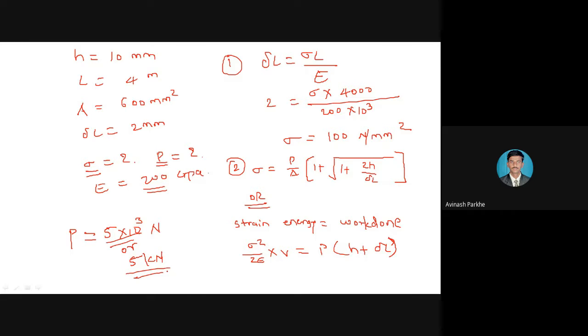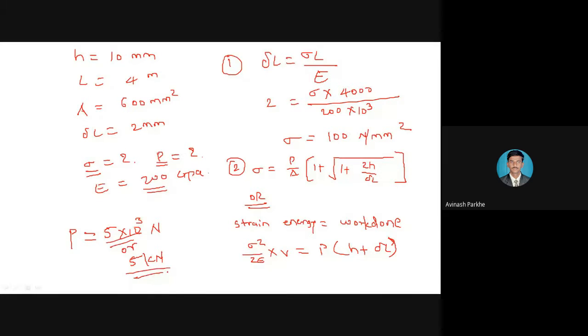The calculation is very simple. So we can find the unknown weight by using the sigma formula or by using the second formula also, strain energy is equal to work done. If you try the sigma formula, sigma is equal to P upon A in bracket 1 plus square root of 1 plus 2H upon delta L, you will get the same answer through this formula also. If you want, you can try at home and check whether your answers are the same. By putting the value of sigma, you will get only one unknown, the unknown weight. So try to solve this same problem by using the first formula or the second formula, that is strain energy is equal to work done.